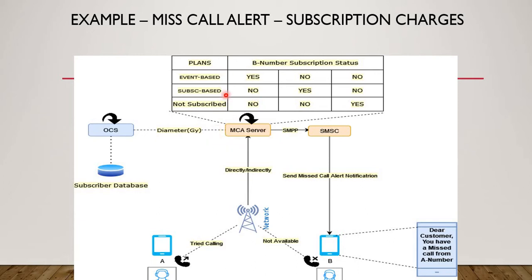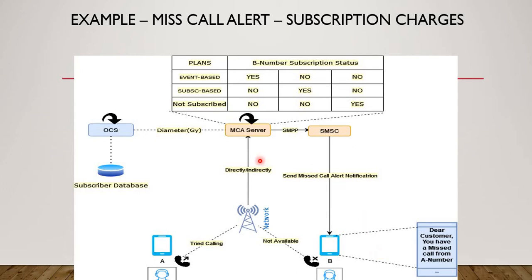So until the validity of this plan, the user will keep receiving the SMS for missed call alert, and for each message he will be charged 1 rupee per SMS. Got it? I hope this example is clear. If not, you can put your comments. I can give you a better idea.